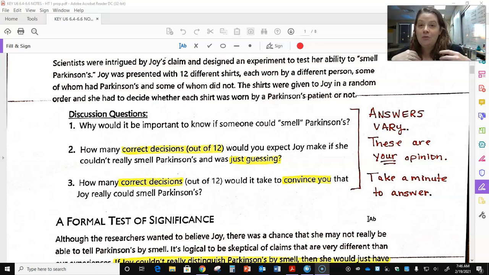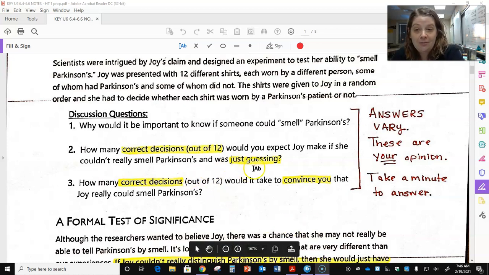So what we want to think about is if she was just guessing, because it's logical to be skeptical of claims that are different from what you would believe, and they've never met anybody who's claimed that they could smell Parkinson's before. We would expect her to get about 50% of those right. Correct decisions out of 12, how many would you get if you were just guessing? Probably about 6, right? You have a 50-50 shot of guessing correctly. So we would expect her to get about 6 correct.